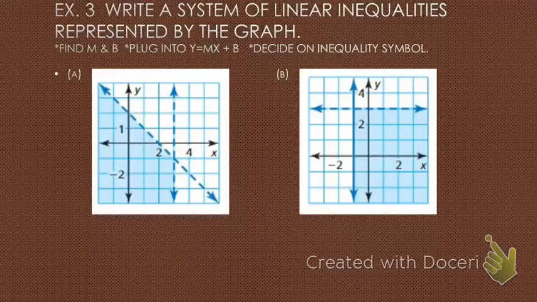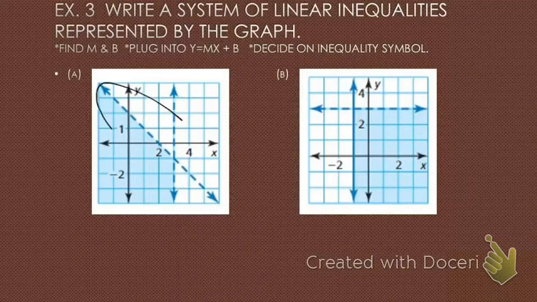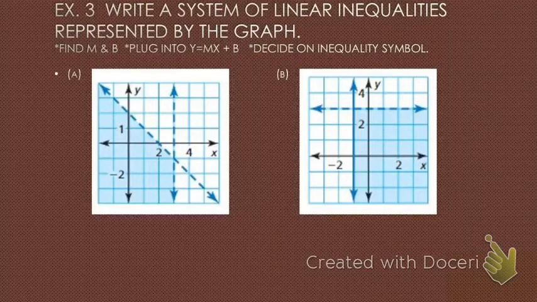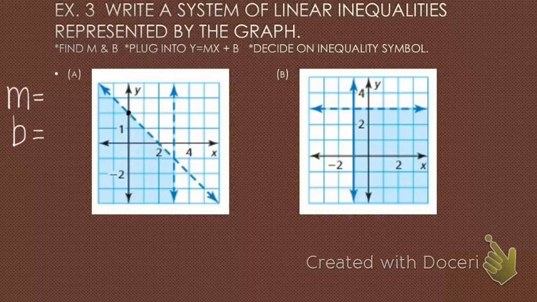So let's look at letter A. We'll work it together. And we are going to start with, I'm going to call this the first line. All right, we're going to start with this line. So can anyone tell me which is easier to find, the M or the B? The B is the easiest thing to find first. So where does our line cross the y-axis? 0, 2. It crosses at 2.